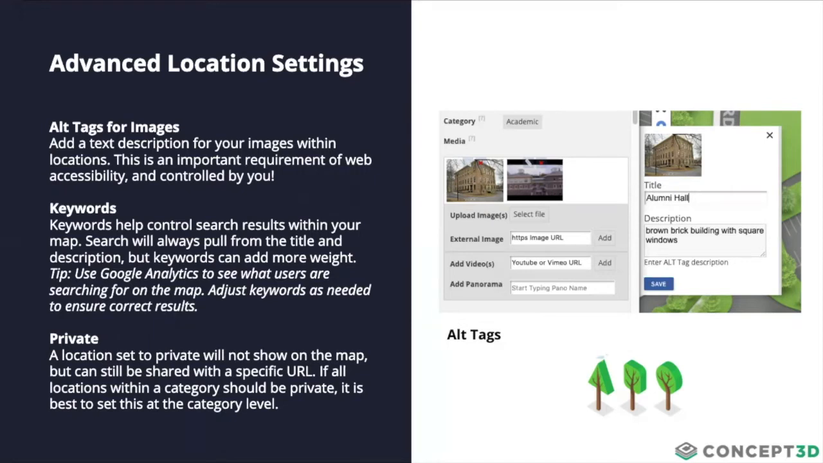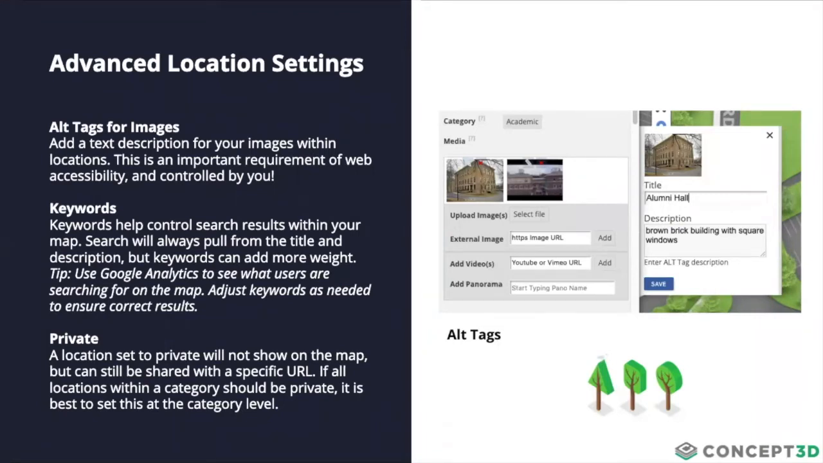Each location can also have keywords associated. Now the search on your map is specific to all the content that you add, and keywords will help control the search results for your end users. This is especially important if a building changes names or maybe is commonly misspelled. You can throw in some keywords to make sure that your users are seeing the results when they're searching for that content.